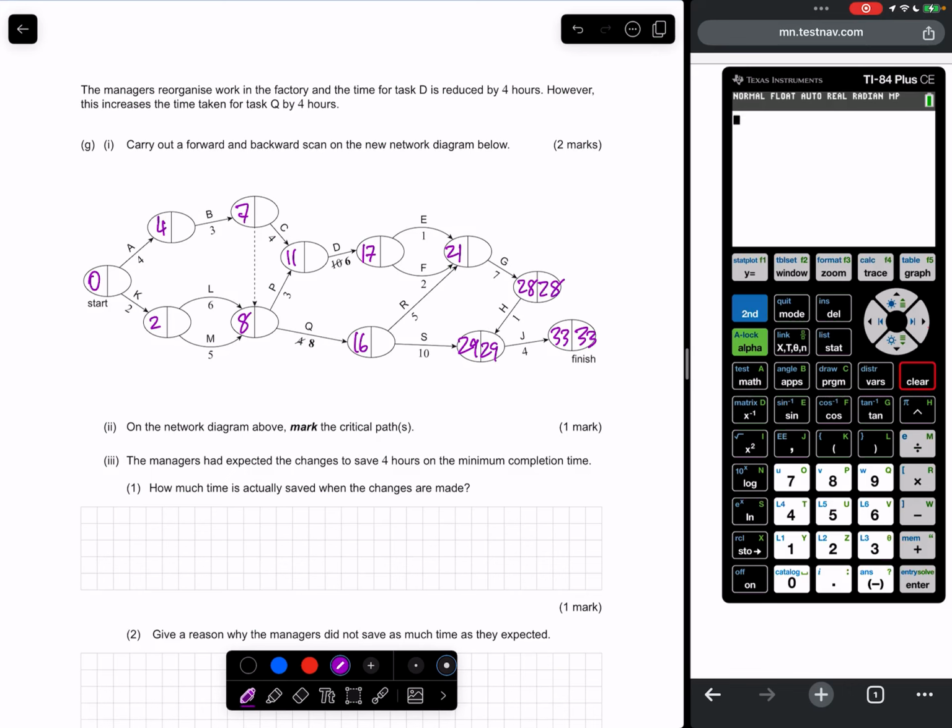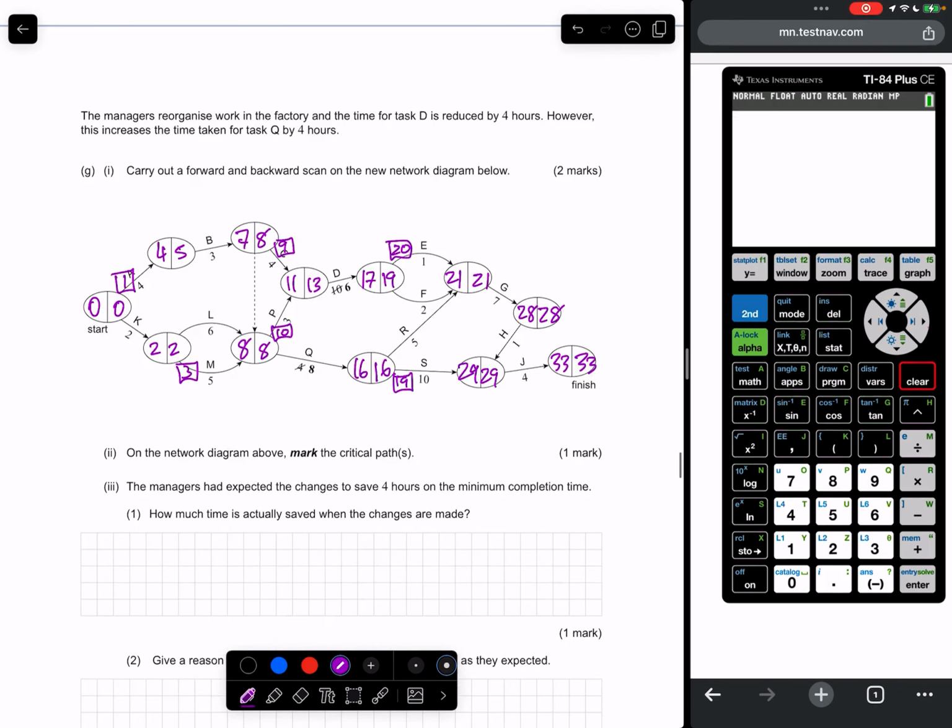33, 29, 28, 21. 21 take 5 is 16, but 29 take 10 is 19 through S. 21 take 1 is 20 through E. 21 take 2, 19. 19 take 6, 13. 16 take 8, 8. 13 take 3, 10 through P. 13 take 4. 8 take nothing is 8 here. 13 take 4, 9 through C. 8 take 3, 5. 8 take 6, 2. 8 take 5, 3 through M. 5 take 4, 1, or 2 take 2, 0, 1 through A.